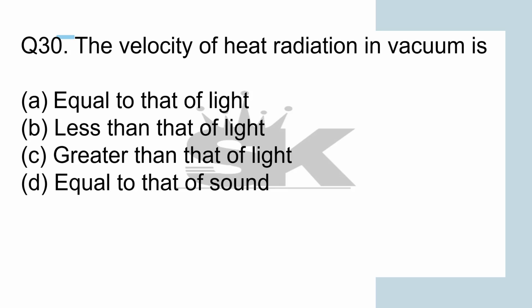The velocity of heat radiation in vacuum is, the answer is, equal to that of light. It is equal to the speed of light, and that is 3 into 10 to the power of 8 meters per second, approximately. This is because heat in vacuum travels in the form of infrared radiation, a form of electromagnetic radiation.